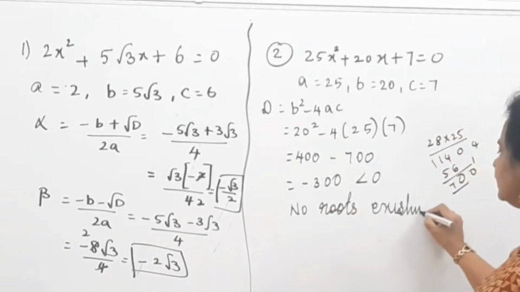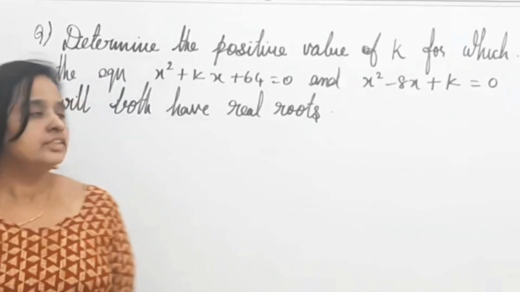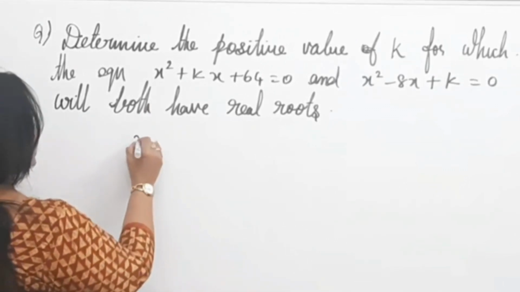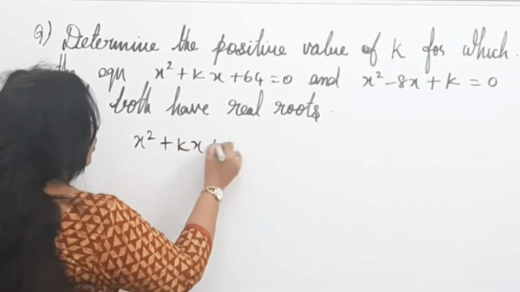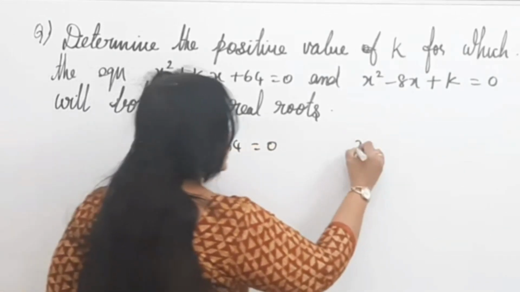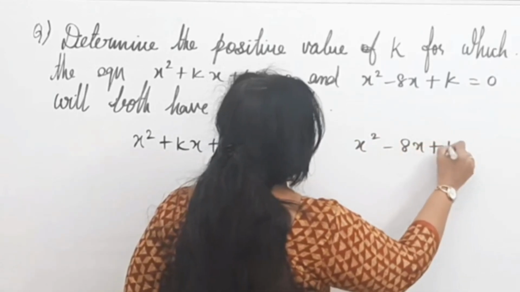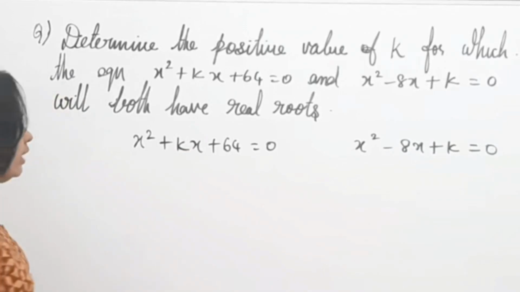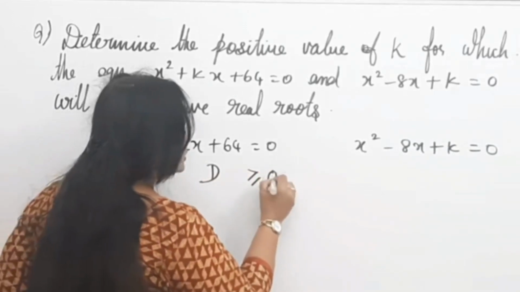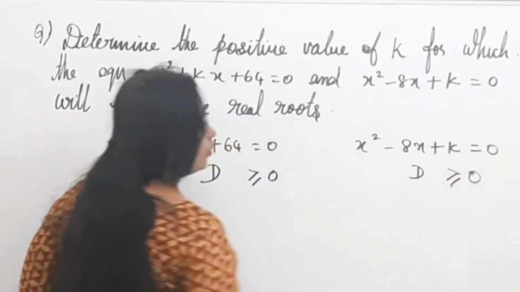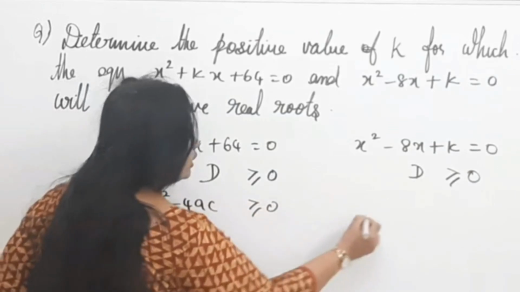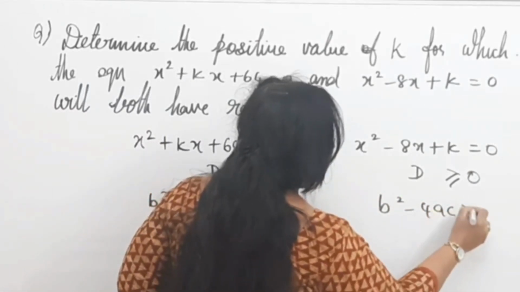Hope everyone understand how to find the roots. Children, we move on to the next question. Determine the positive value of k for which the equation x square plus kx plus 64 equal to 0, as well as the next equation x square minus 8x plus k equal to 0 will both have real roots. Real roots means what? You will have d is greater than or equal to 0. So that means b square minus 4ac is greater than or equal to 0 for both the equations.